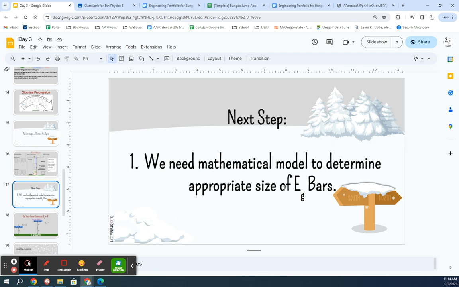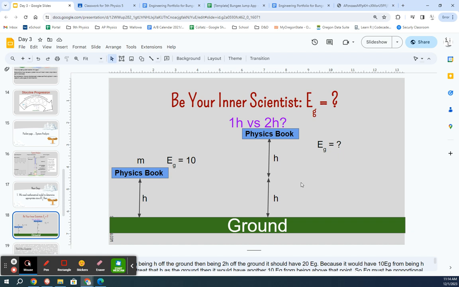So we need to try to figure out EG. What is EG, gravitational potential energy? What is that related to? How is that going to change based on different things that happen in our situation? So, as our inner scientists, let's just think about it and see where our internal logic gets us, because oftentimes our internal logic is pretty good.